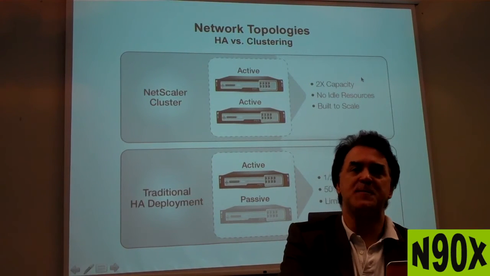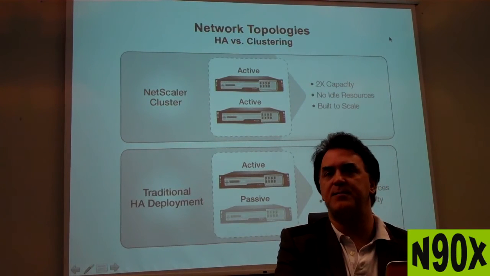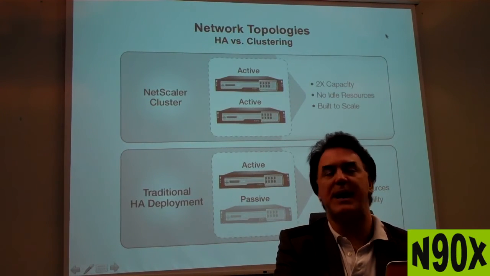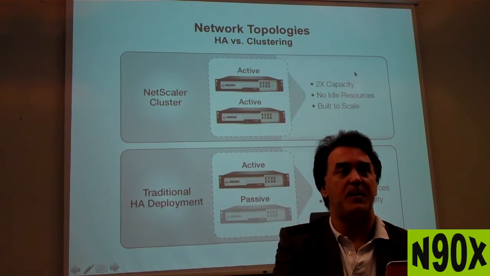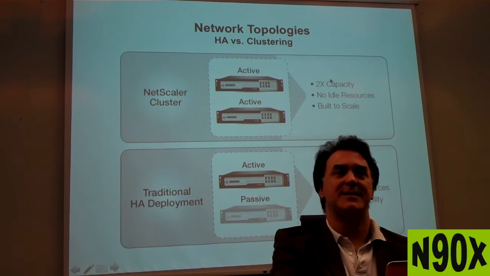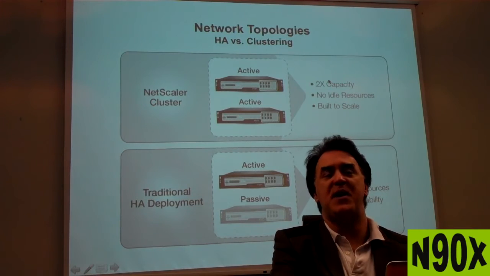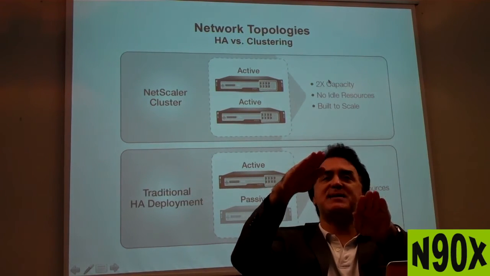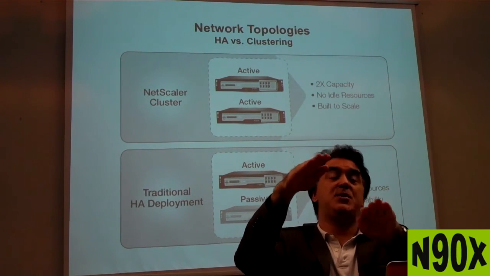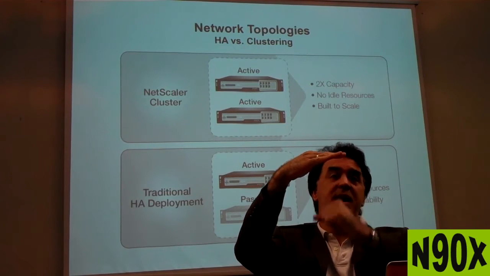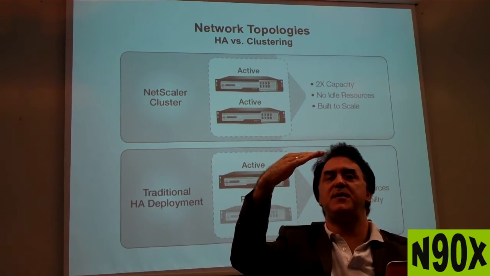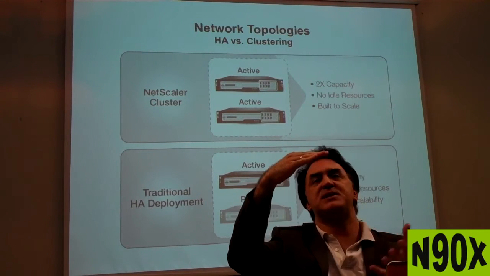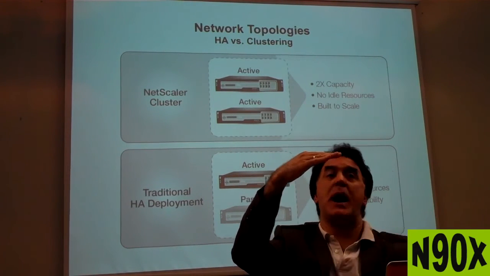Now, the clustering means that 100% of my appliances are being utilized, right? That may sound great, but what's the downside? If you have one failure, let's say you're at 100% capacity with two devices in a cluster. If one fails, you just lost 50% of your bandwidth, 50% of your throughput, right? So potentially 50% of your customers are dropped.